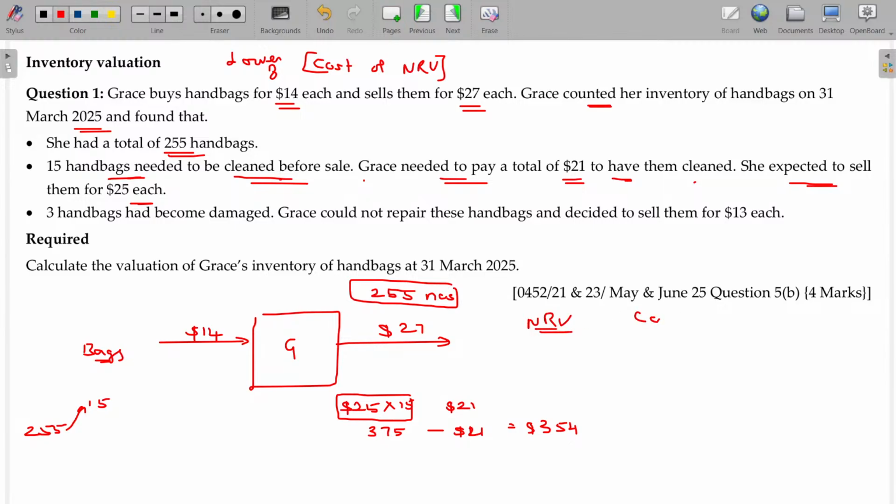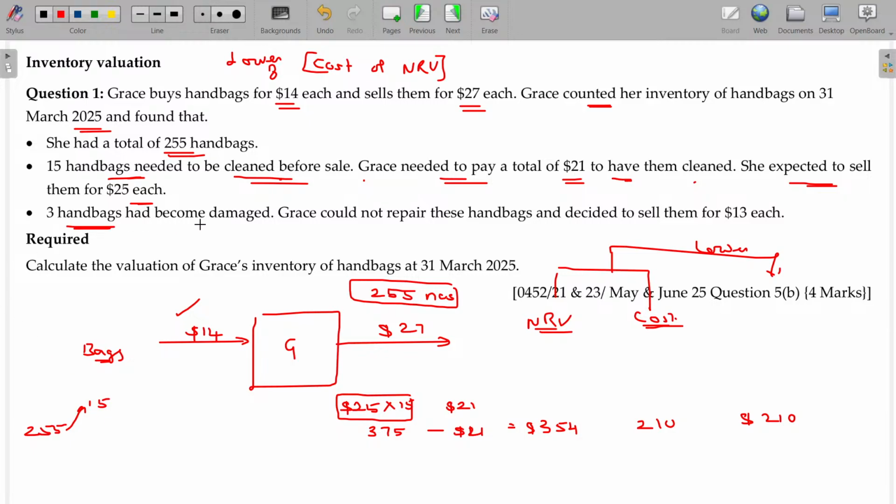What about the cost? Cost being 14 per unit. For 15 bags, what is the total cost? 210. Between these two, whichever is lower will be taken. You have to take $210 out of 255 bags.